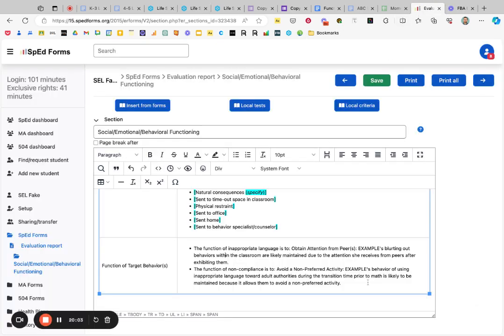So that is a decision for the whole team to make, not one person, but you have different people doing interviews and observations. You guys are working together, coming together and saying, what are the functions of these target behaviors? Do we agree? Because that is the main point of a functional behavioral assessment.